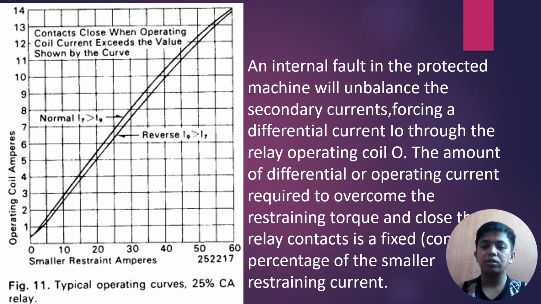The significance is that higher restraint settings like this 25% are used to avoid false tripping in the presence of minor imbalances such as those caused by CT errors or inrush currents during startup, while lower restraint settings of 10% are more sensitive but might cause unnecessary trips in stable conditions.